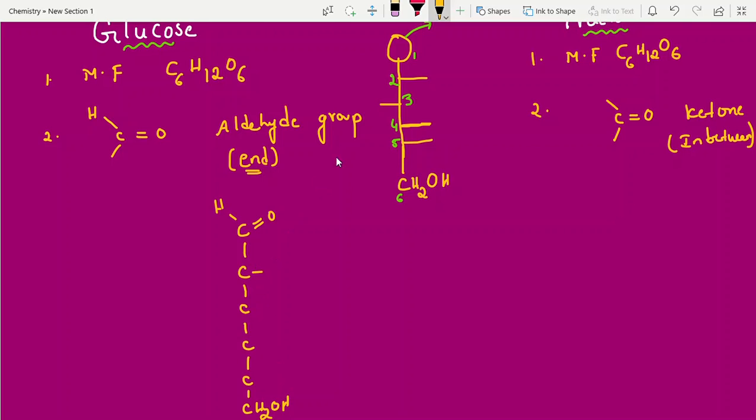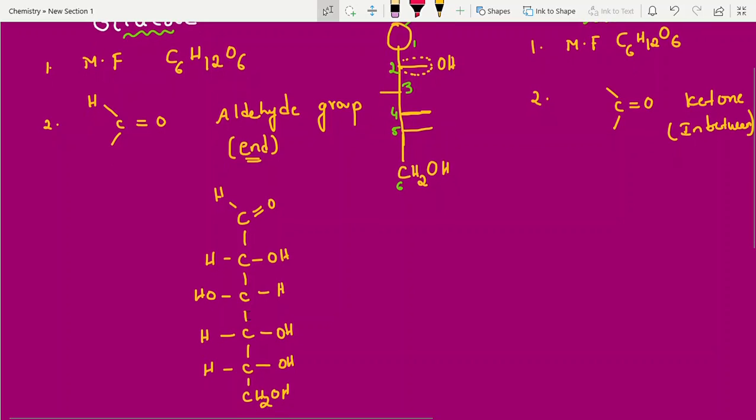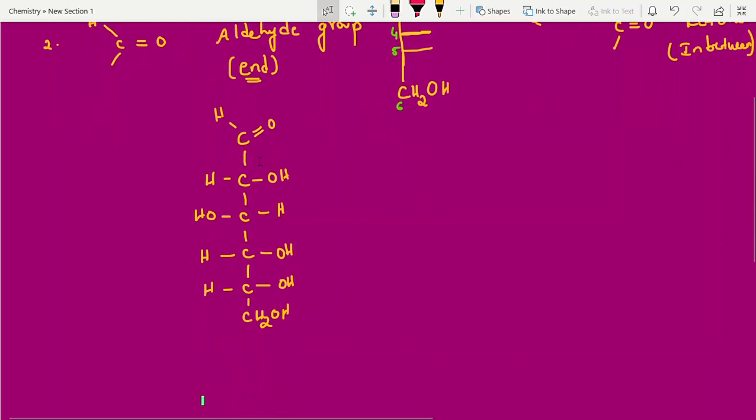Look into this one. This is the information about the OH groups. That's it, the rest is hydrogen. In the previous video, I discussed this point. Please go through that once again and come back to this video. Now H, OH, H, OH, H. This is the open chain structure of glucose.